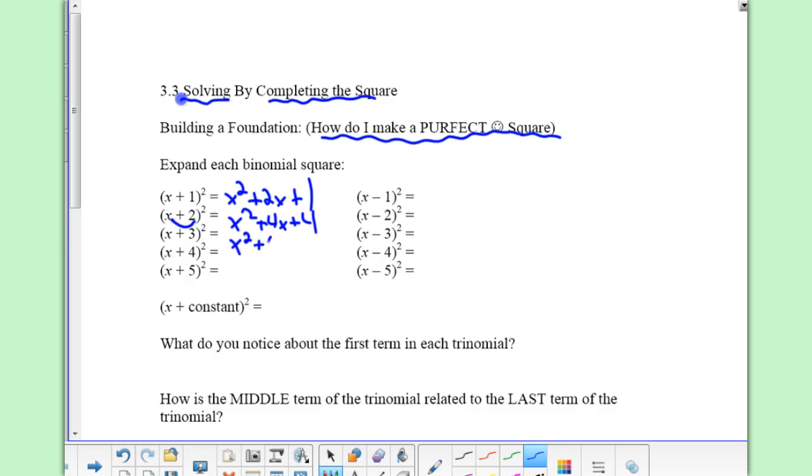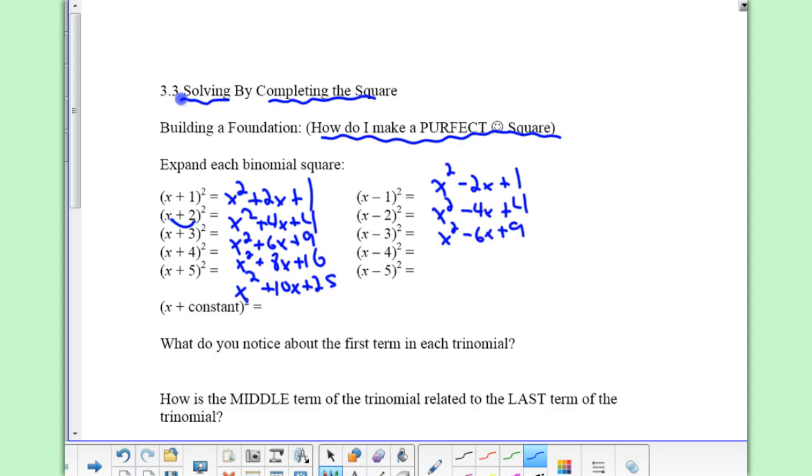The next one would be x squared plus 6x plus 9. Then I'd have x squared plus 8x plus 16. And lastly, I would have x squared plus 10x plus 25. On these negative ones, I would have x squared minus 2x plus 1, and x squared minus 4x plus 4, and x squared minus 6x plus 9, and x squared minus 8x plus 16, and lastly, x squared minus 10x plus 25.